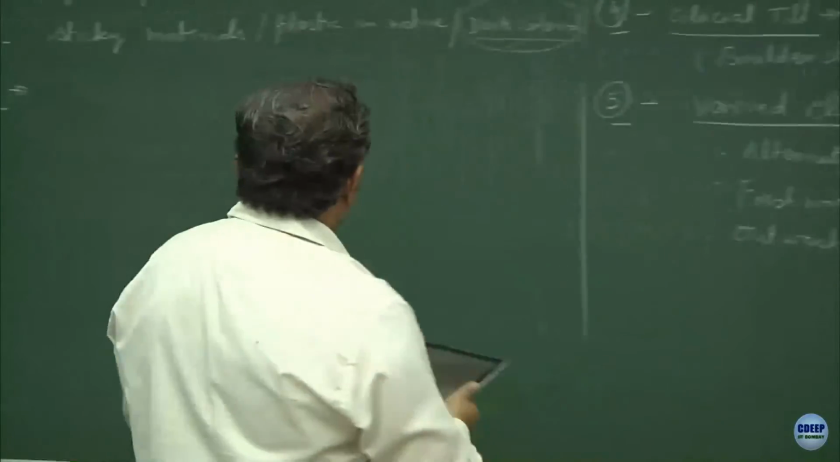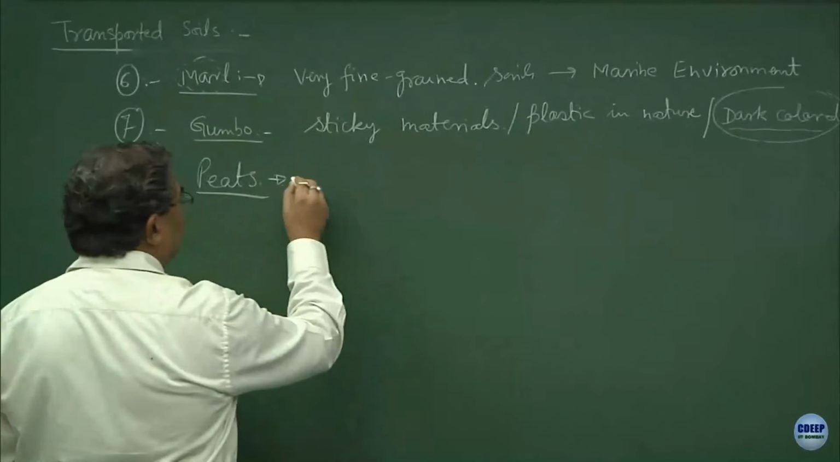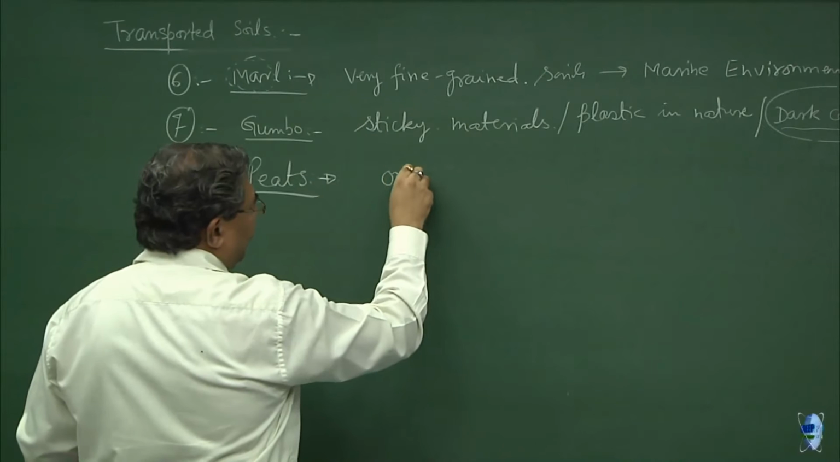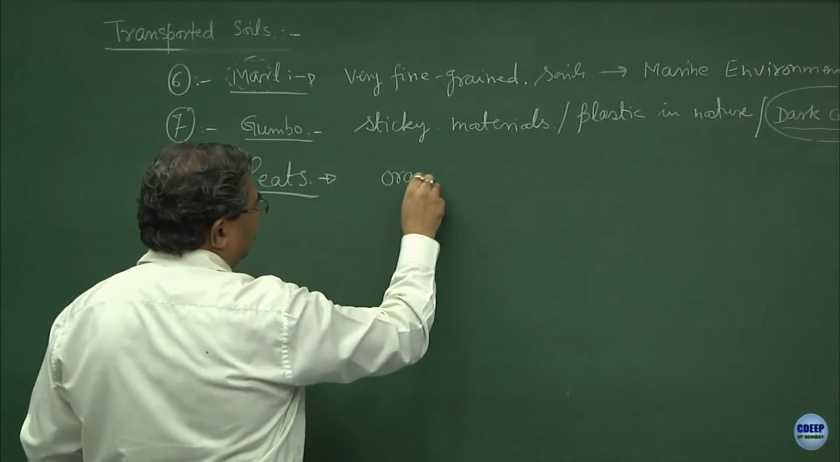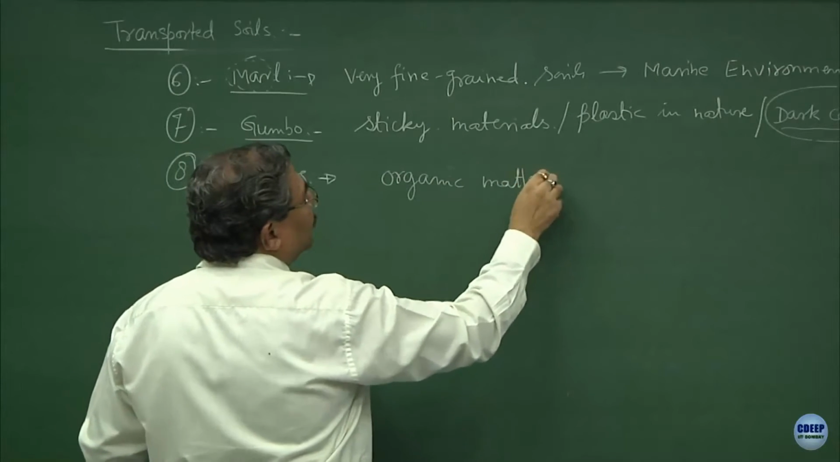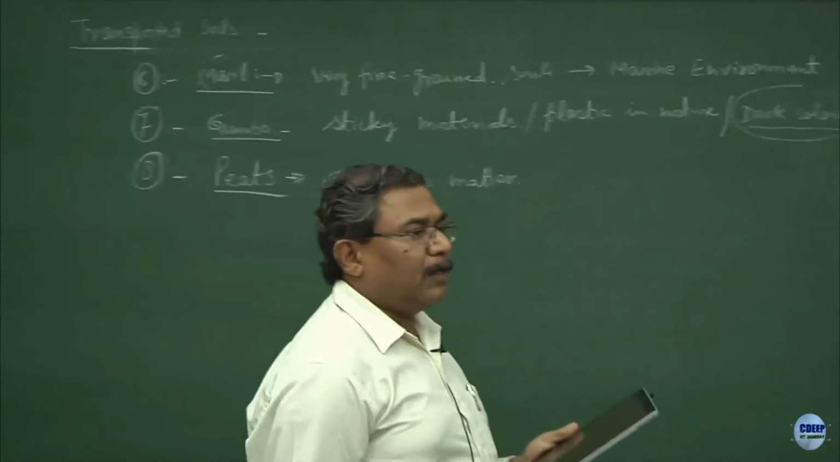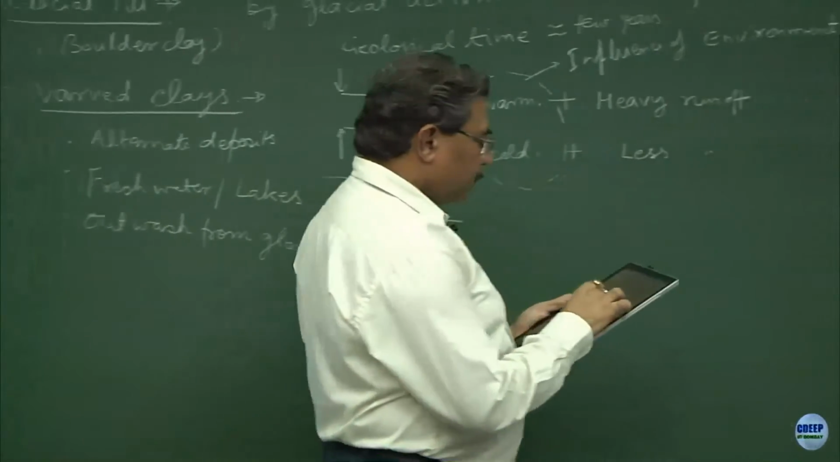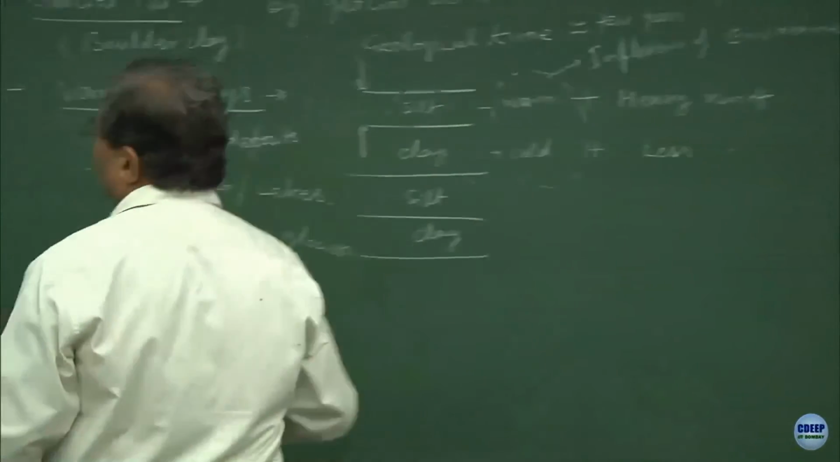Now, this type of disintegration happens because this material is highly organic in nature. A lot of organic matter is present in this type of soil, alright, and this organic matter disintegrates. So, we call them organic soils.